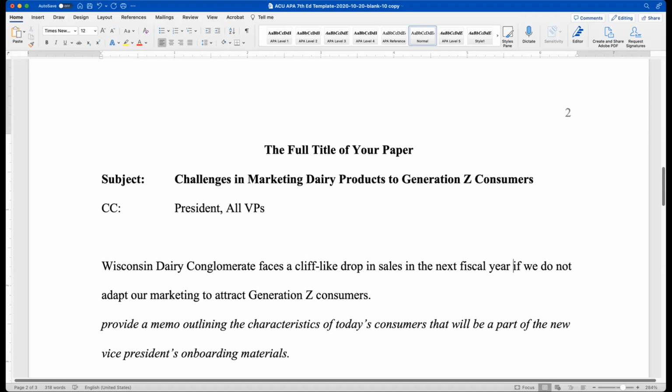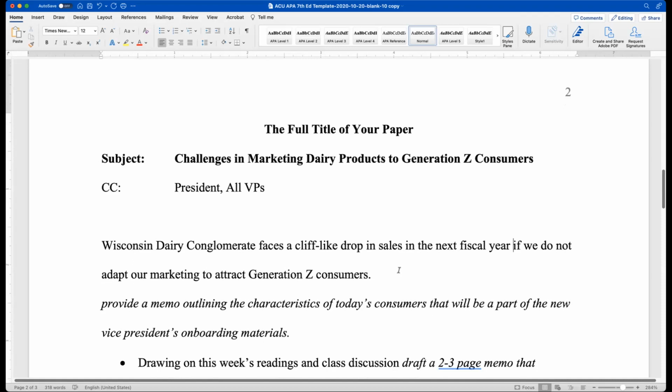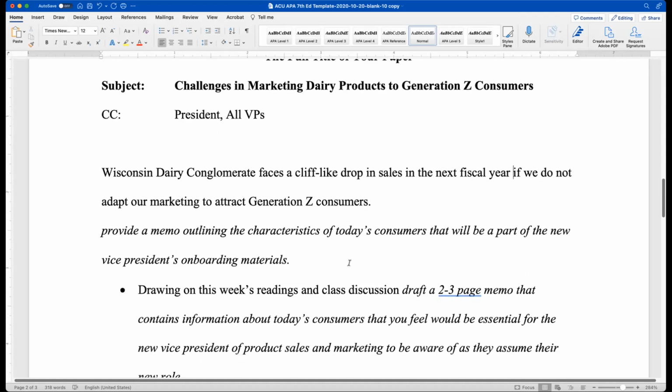And they end up merging or closing or going through a drastic remodel. As in the case of this assignment, they have gotten rid of one whole enrollment division and are hiring new people to take over. So this is entirely in keeping with the genre. You have someone who's coming on and you're saying, okay, this is a big thing. Don't wait on it. Wisconsin dairy conglomerate faces a cliff-like drop in sales in the next fiscal year if we do not adapt our marketing to attract Generation Z consumers.